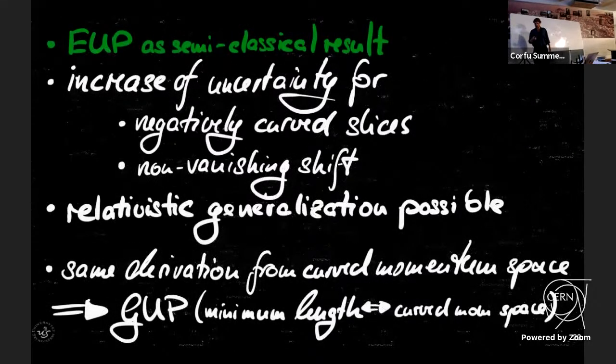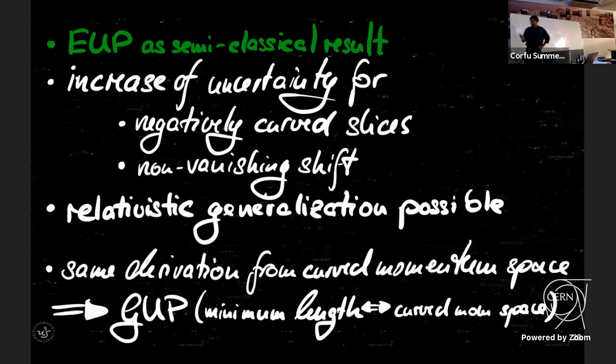So to summarize, we get our extended uncertainty principle as a semi-classical result. As I said before, we increase our uncertainty for negatively curved slices, or do the opposite for positively curved ones, and for a non-vanishing shift gradient in this case, right? What I didn't show you here is that, in fact, we can omit the non-relativistic limit and do the same treatment, even though, of course, we still introduce a preferred frame by choosing where the geodesic ball looks like a geodesic ball, right? But still, this works at relativistic velocities as well.